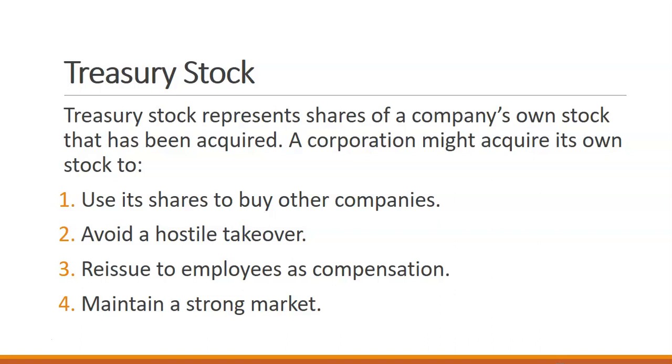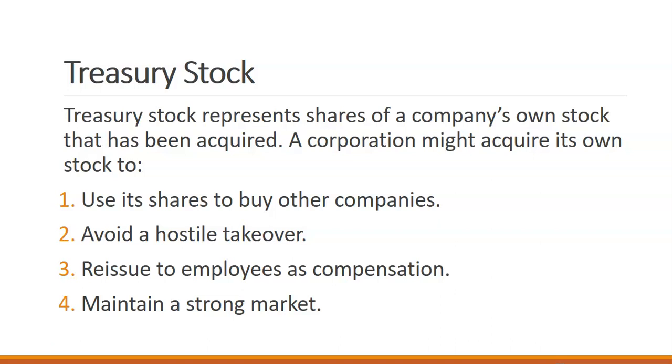So if someone has a high enough percentage of ownership in stock that they could come and try to create a hostile takeover of the corporation, the corporation is going to want to buy back some of the stock from the market to decrease ownership and people who might collude. They also might reissue to employees as compensation. So they might buy back some of their outstanding shares in order to give them to employees.